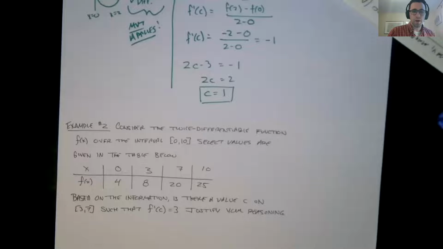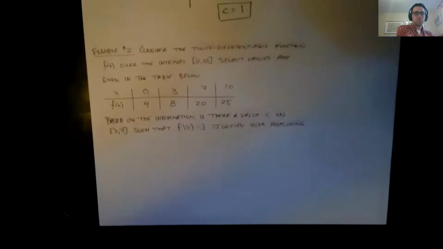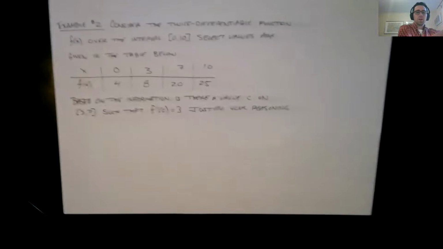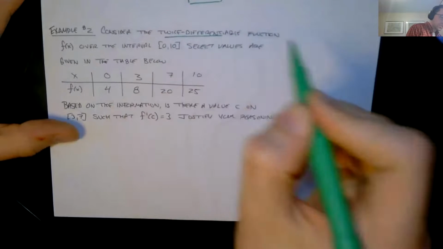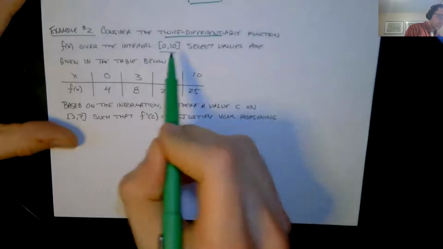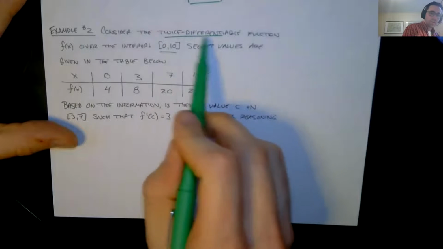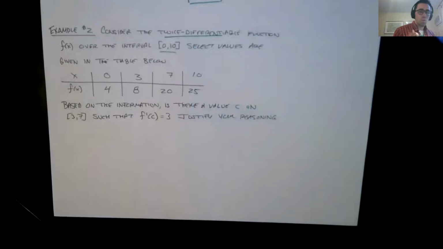All right, here we go. Here is example 2. Let's tackle this last one and we'll be done with the mean value theorem. Consider the twice differentiable function f of x over the interval 0 to 10. Twice differentiable, let's think about what that means.